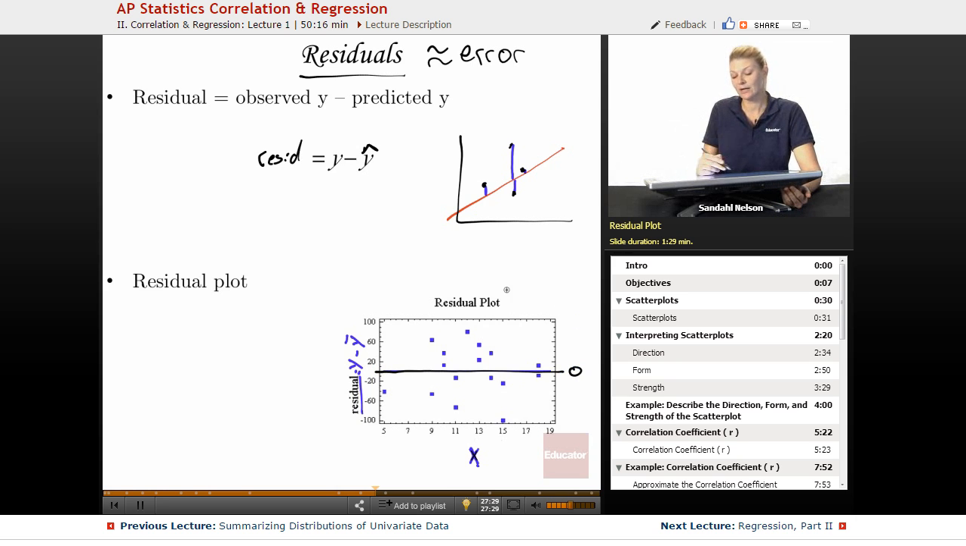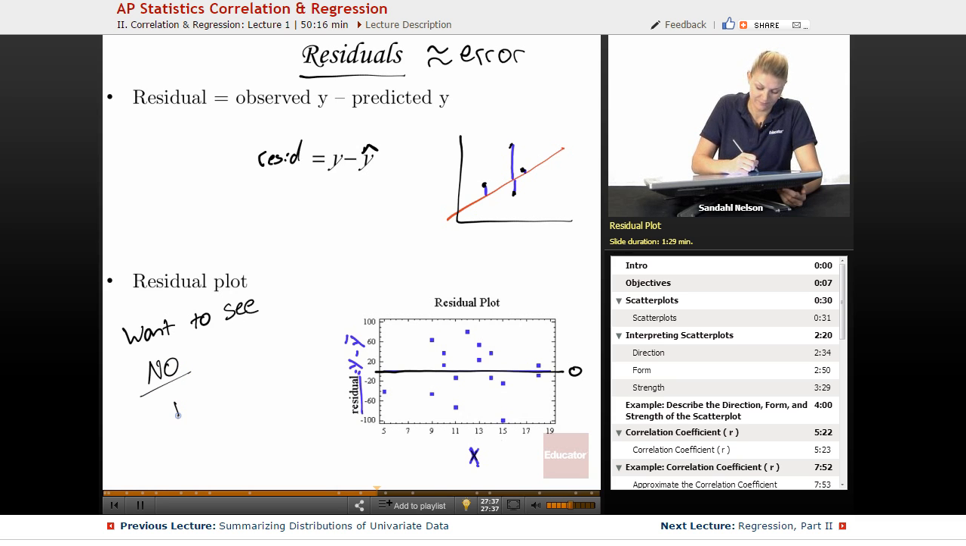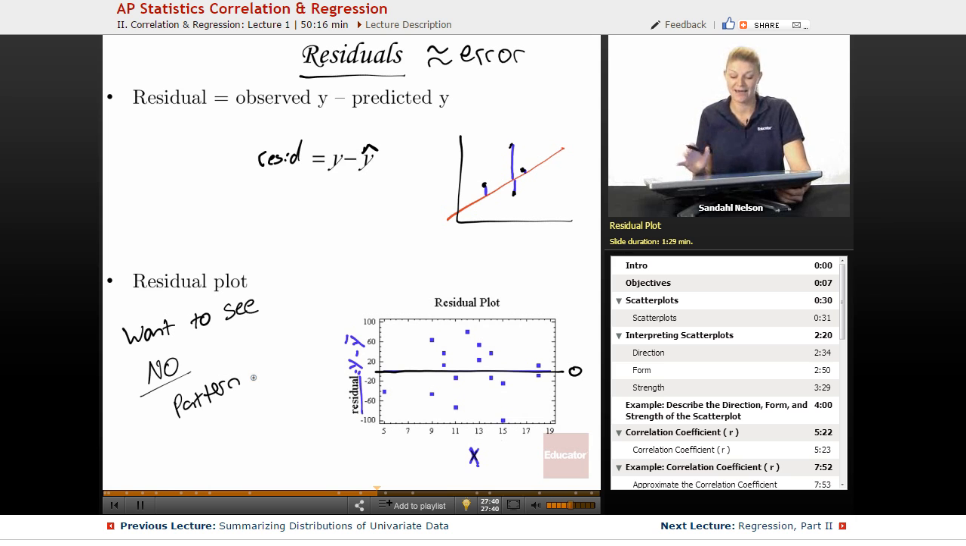And the key thing about a residual plot is that you want to see no pattern. So if you see a pattern, that's bad. Here, they're just randomly dotted all around, so that's good. It's a good residual plot. So if we see no pattern, what that means is that it's a linear relationship.